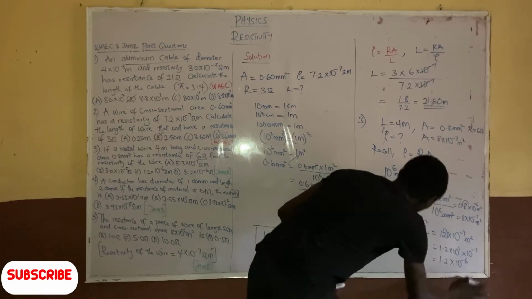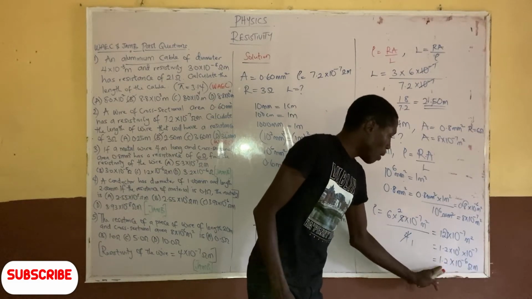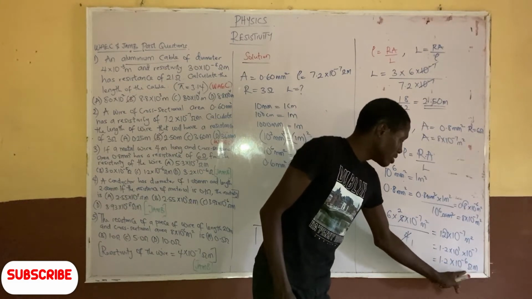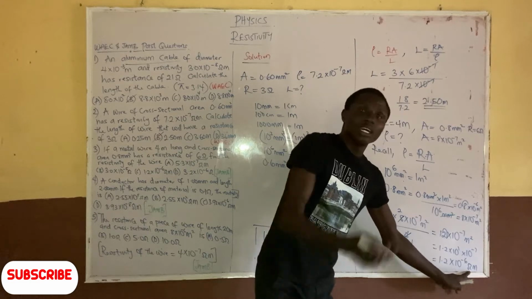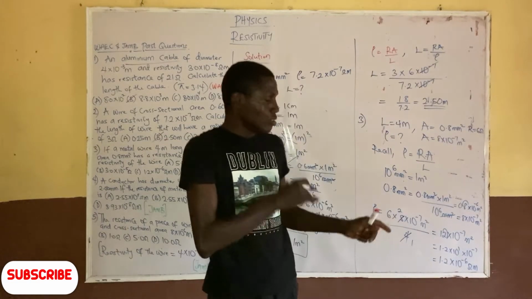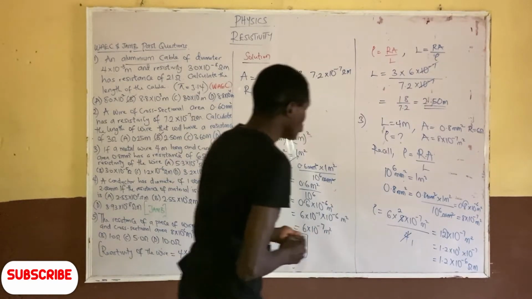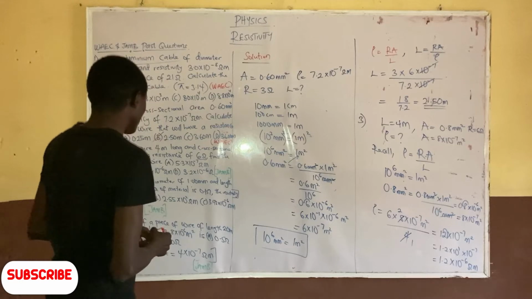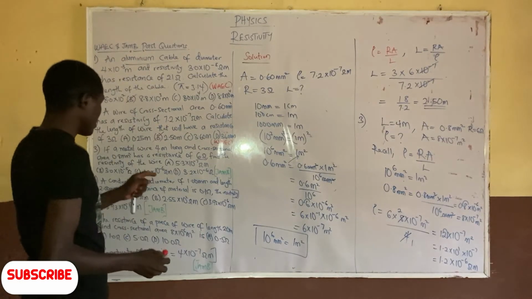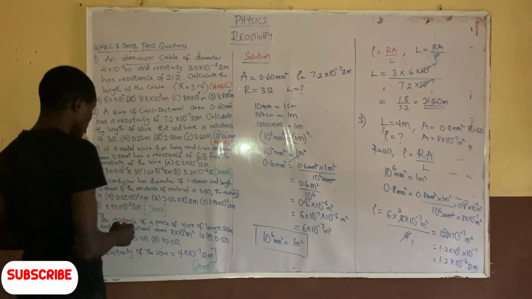Now the unit of resistivity is ohm meter. This is not Newton. So the answer is 1.2 times 10 to the power minus 6 ohm meter. The unit of resistivity is ohm meter, please let's note that. So the answer is option C.